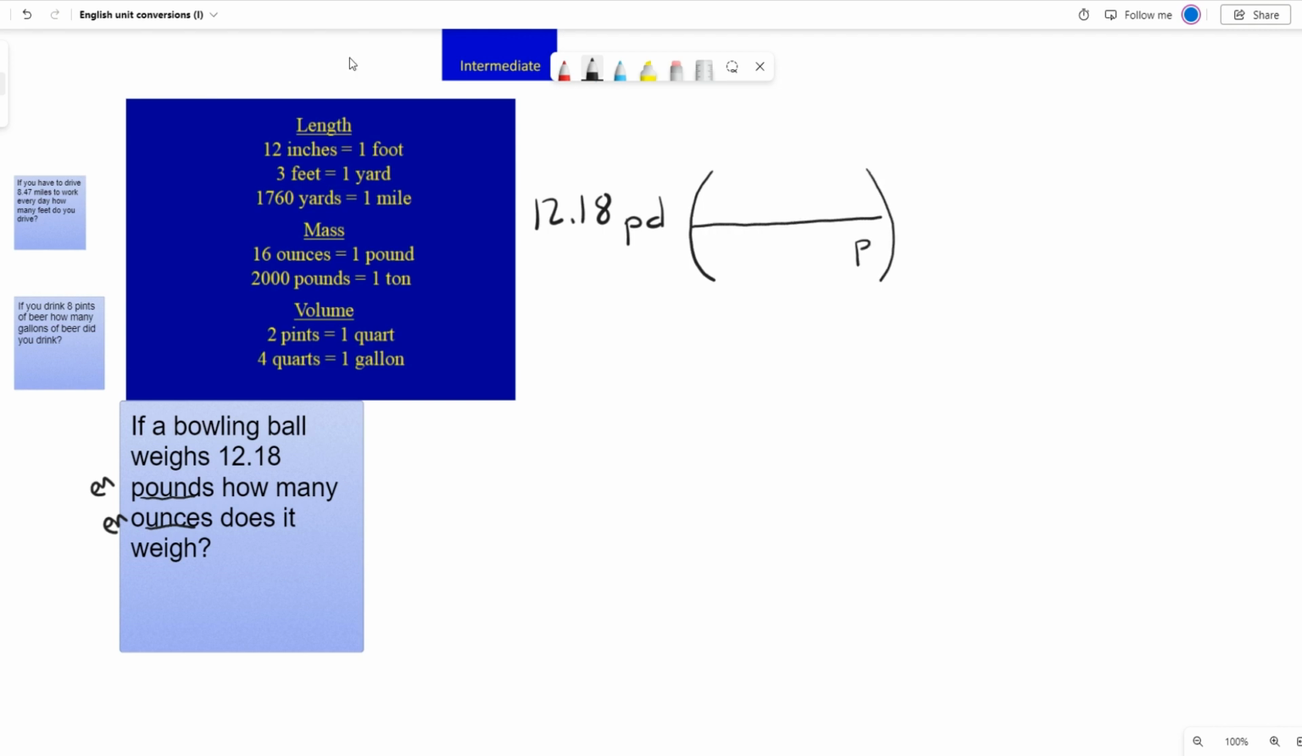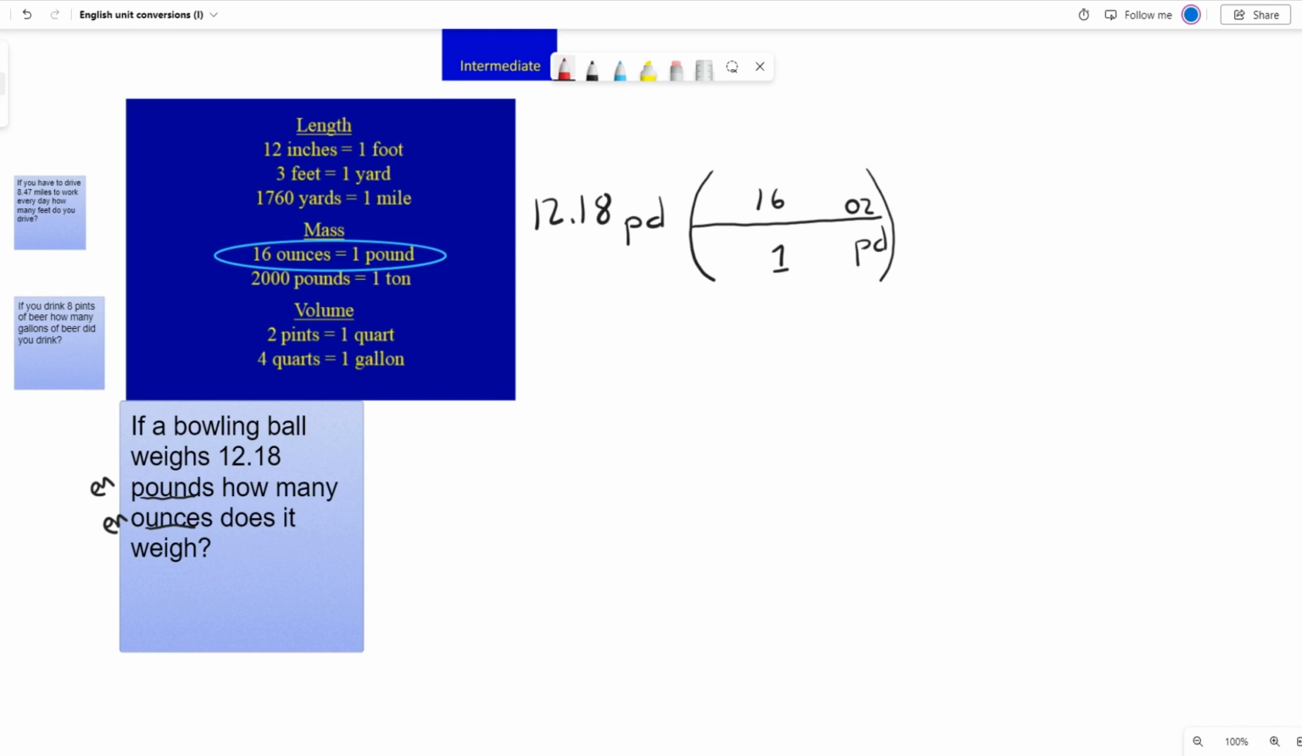And then we'll put pounds on the bottom so they will cancel out. And we want to see, okay, what conversion factor do we have here that will work with pounds? Well, we want to get from pounds into ounces, and we can see right here there's a conversion factor that goes right from pounds to ounces, and it's 16 to 1. So on the top, we'll put ounces. And we can see that for every 1 pound, there are 16 ounces.